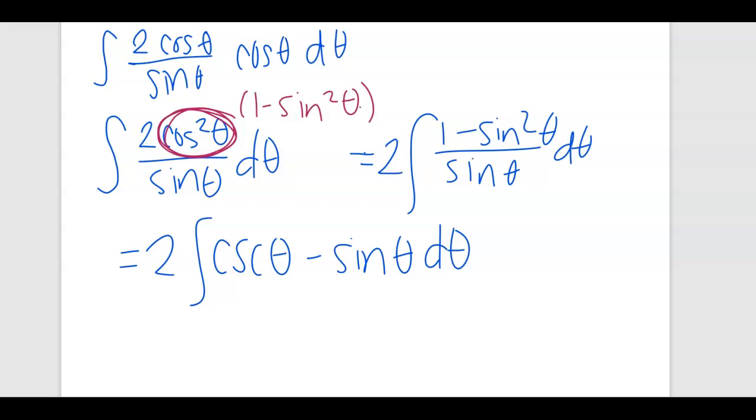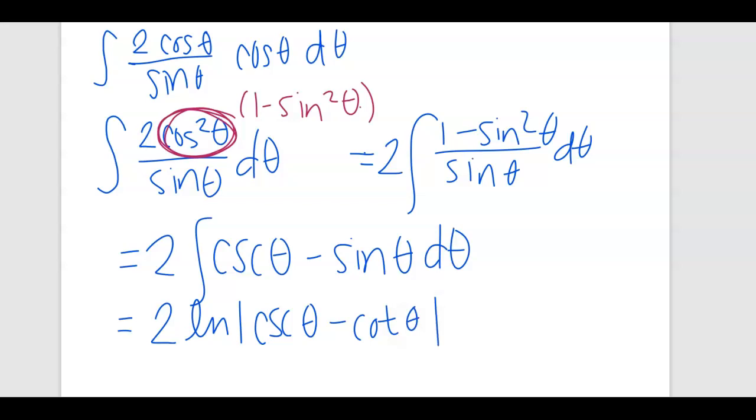Now you might need to look up what the antiderivative of just cosecant is. Off the top of my head, I probably would have to look this up. So again, on a test, I would give you some of these that are a little bit weird, a little bit different. But that's going to end up being the natural log of cosecant theta minus cotangent theta. And then the antiderivative of negative sine gives me plus 2 cosine theta plus c.